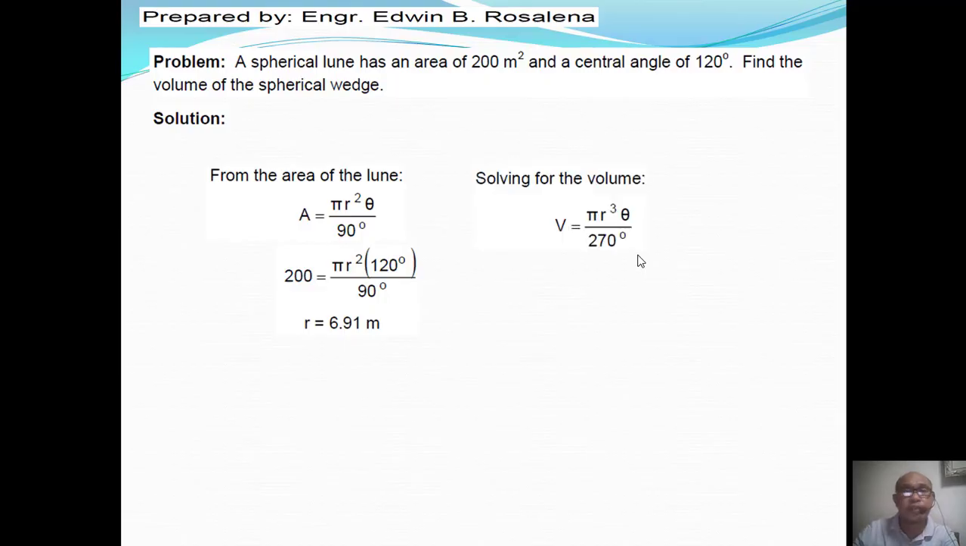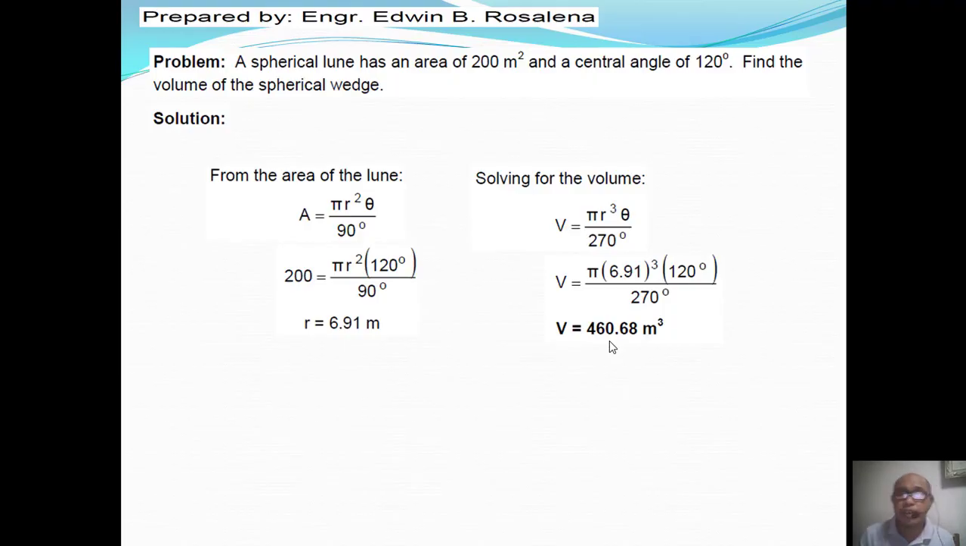Okay. Then we can have solving for the volume, no? Because we are asked for the volume of the spherical wedge. Okay, so volume is equal to pi r cubed theta over 270 degrees. So angle theta is 120, r is equal to 6.91. So we can simply solve for our volume, 460.68. Okay, so that is about spherical loon, spherical wedge.